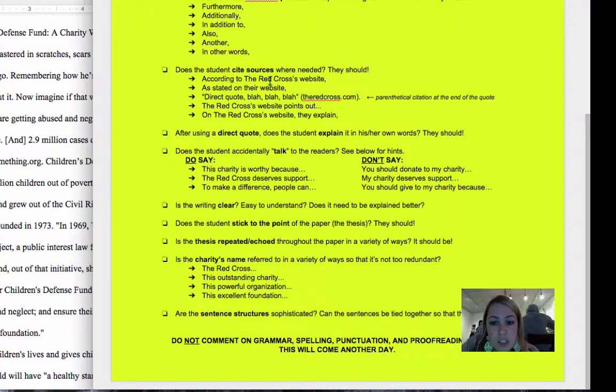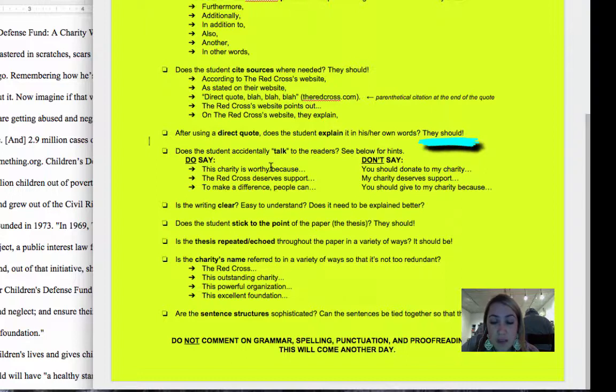Okay? Does the student cite the sources? They should. They should say, according to the Red Cross's website, as stated on the website. If they put a direct quote, they can use a parenthetical citation where they put the website in parentheses afterwards. Notice that the period goes after it at the end. Okay? After using a direct quote, does the student explain it in his or her own words?